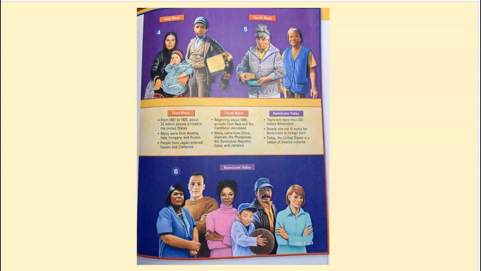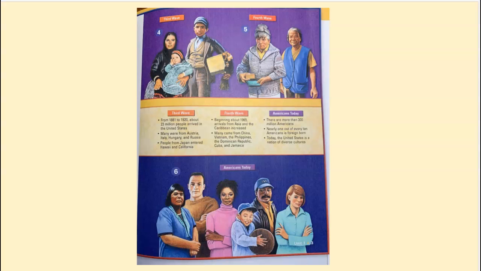So now we're up to the fourth wave, and you'll notice up at the top right, beginning in about 1965, which seems like a long time for you guys, but really it isn't. Arrivals from Asia and the Caribbean increased, and we know increased means were made bigger. Many came from China, Vietnam, the Philippines, the Dominican Republic, Cuba, and Jamaica.